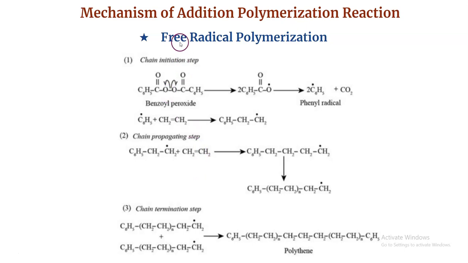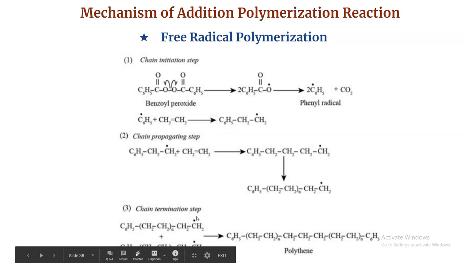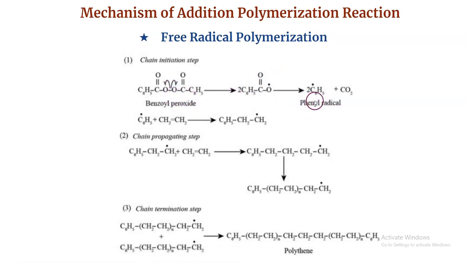We talked about free radicals in the free radical substitution of alkanes, and even that reaction occurred through three steps, right? We had an initiation step, a propagation step, and a termination step. Similar process here. First, you have a molecule that's going to form a free radical. In this case, it's benzoyl peroxide, which is going to form a phenyl free radical. Once you have this phenyl free radical, it's going to come and react with your monomer unit.